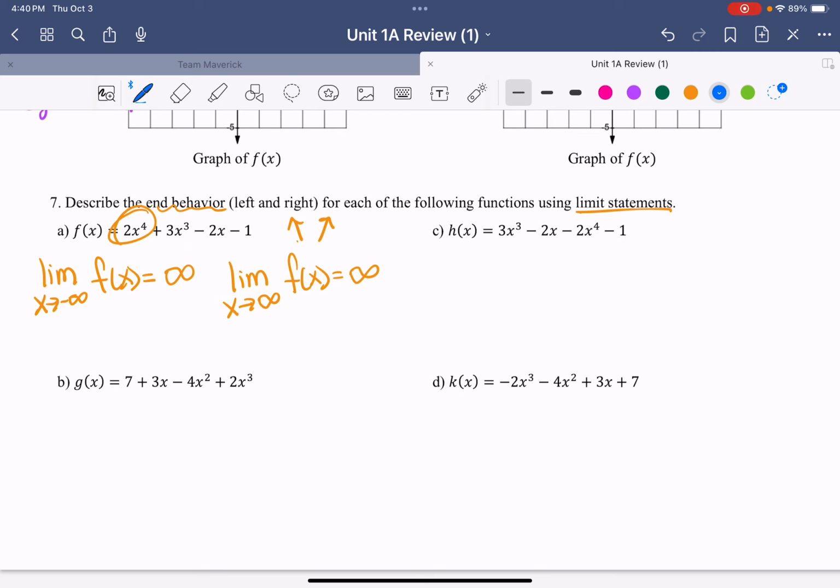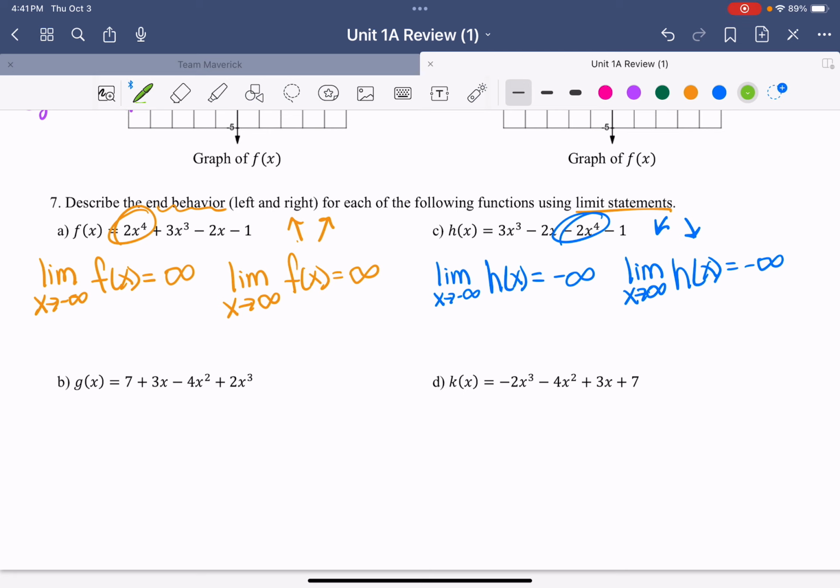All right, so then here on C, well, I'll do C next. I'm looking for my leading term, which is right here. That leading coefficient is negative, so the right side goes down. The degree of the function is even, so the other side is the same. So the limit as x approaches negative infinity, notice how those are stacked, of h of x, don't call everything f, that is equal to, since this is pointing down, negative infinity. Then the limit as x approaches infinity of h of x, that's equal to negative infinity.